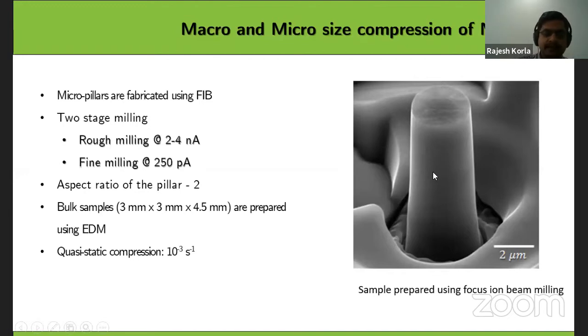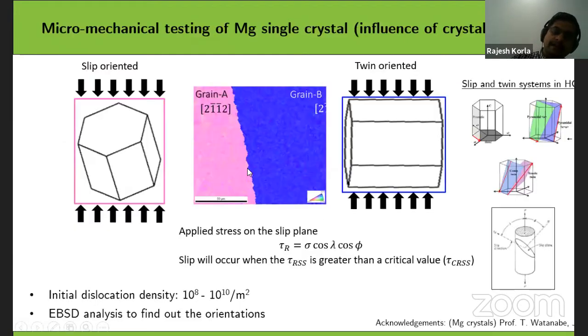So this pillar dimension is around 5 microns, this is around 7 microns, and this is around 3 microns, I guess. These are the pillar dimensions, and we use 2 nanometers. These are the parameters we use during the milling. We make sure there is less damage to the pillars from the ion beams. You have to make sure there is no damage during the ion milling. And at the same time, we take this material and make macro compression samples.